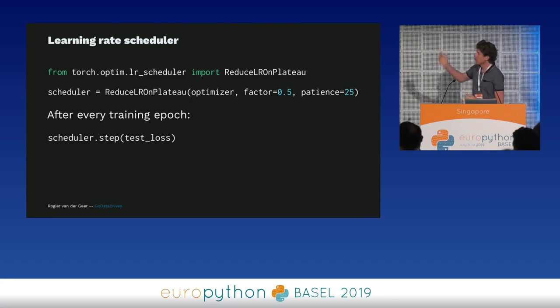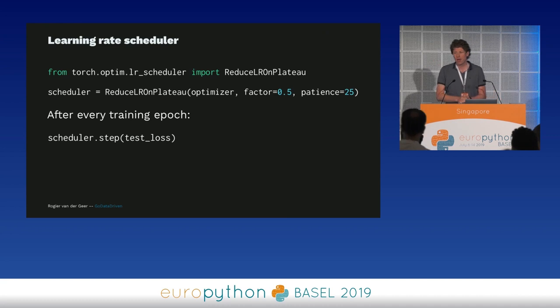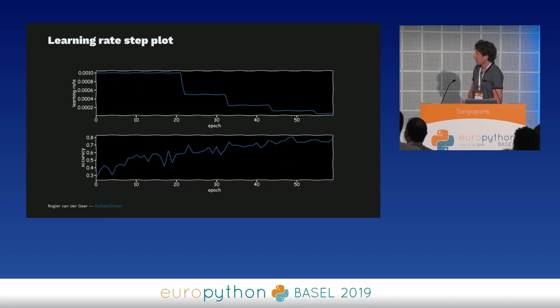We can use, for example, the reduced learning rate on plateau, which is a scheduler that whenever the performance of your model during training has reached a sort of plateau, is stable, it reduces the learning rate, and then tries again. So after every epoch, we then have to call scheduler.step with the loss that we found. And based on that, it might reduce the learning rate.